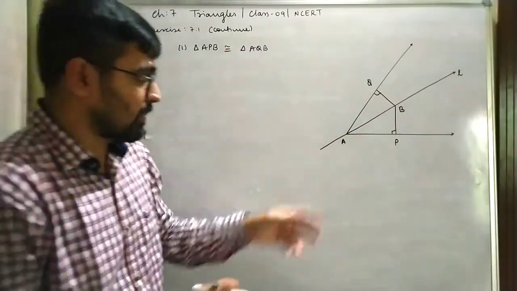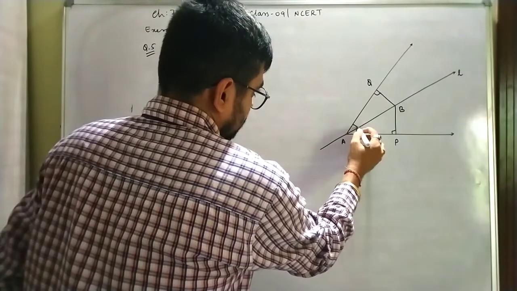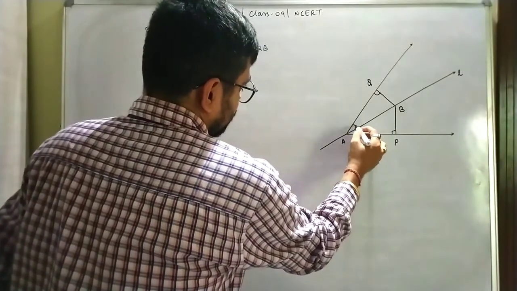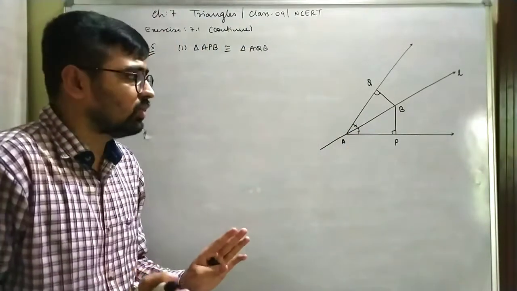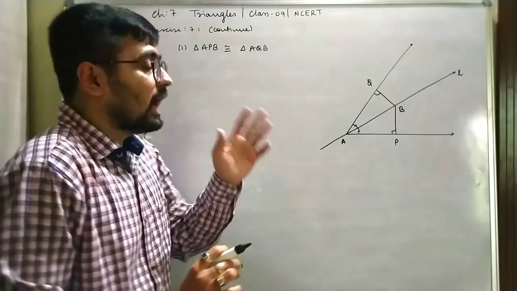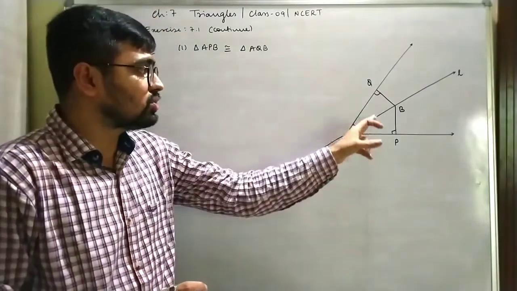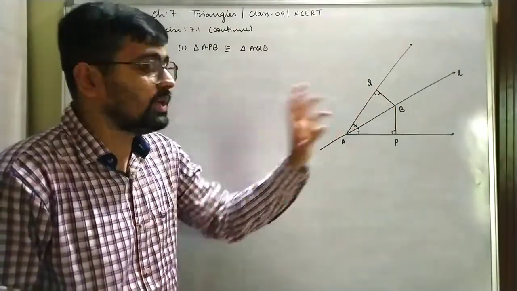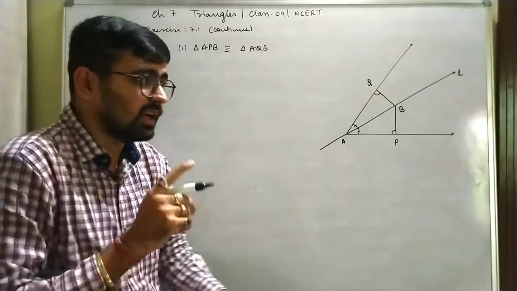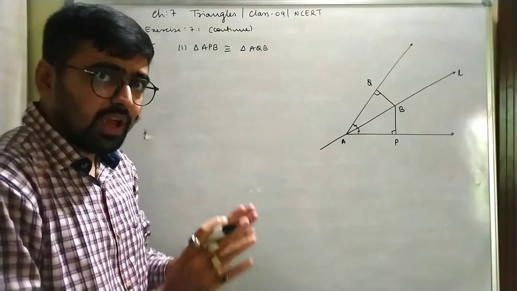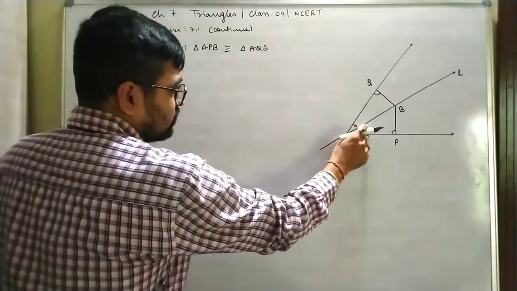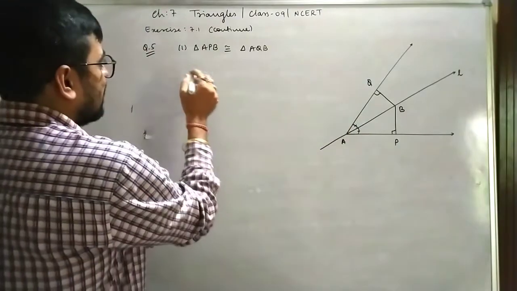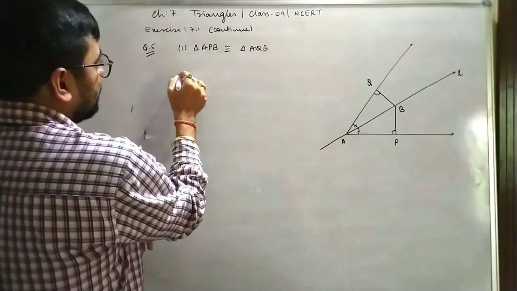What do we have? This is a bisector, correct? So I can easily say that these two angles are equal. Very simple thing to understand. Am I clear? Now how are we going to prove these two triangles APB and AQB congruent? That's what we need to pay attention to. First, whatever we have, we will write. We know that these two angles are equal. Why? Because line L bisects the angle A.